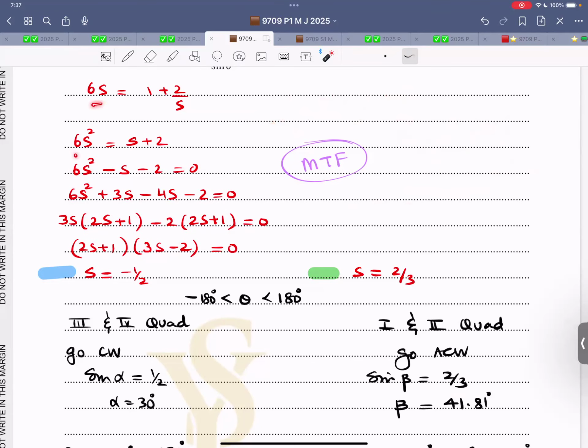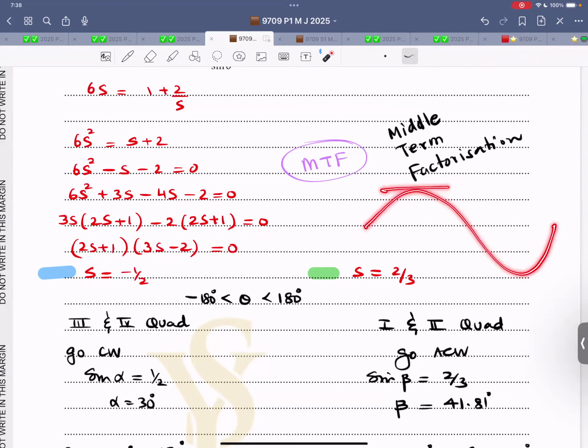So this is 6 sine square. This 1 is multiplied with S. 2 remains as it is. We get this quadratic. In most cases, this is middle term factorization. So this is the symbol that I use, that is middle term breaking. The proper name is middle term factorization, the heart and soul of algebra. So now we factorize. We get two values of S. One is negative half, one is 2/3.